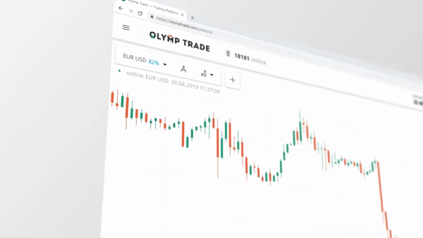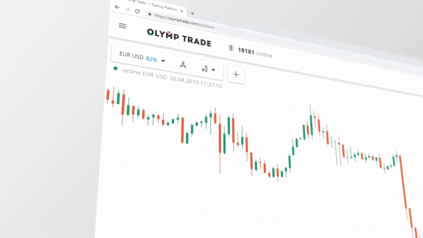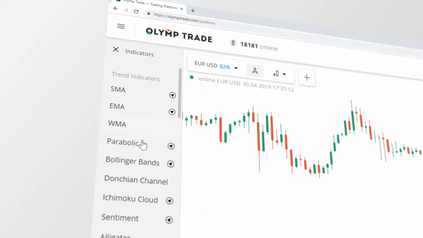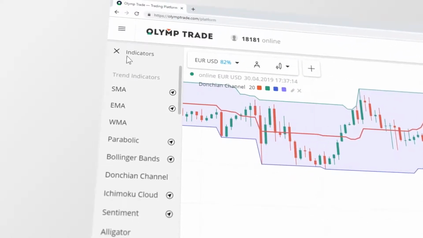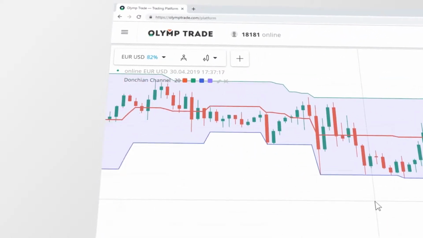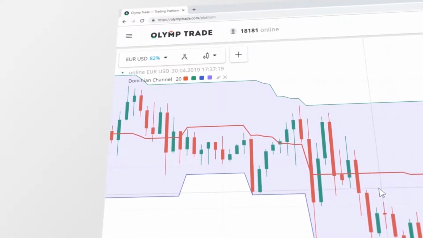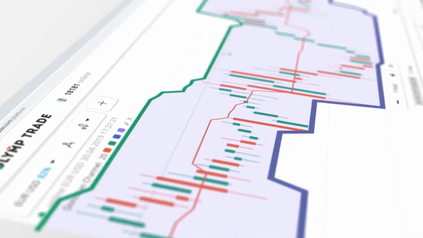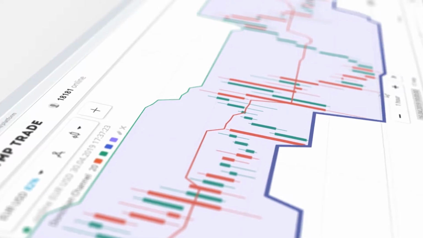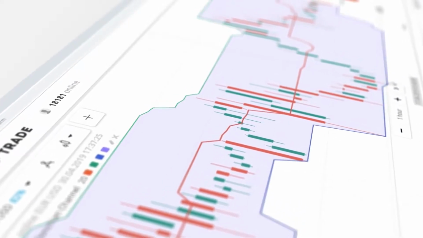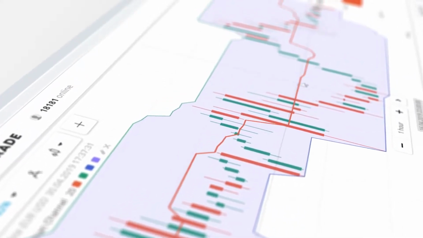In this video, we are going to tell you about the Donchian Channel Indicator. It is located in the Indicators tab. Just like the Bollinger Bands, the Donchian Channel consists of three curved lines. The outer lines, which are the upper and lower lines, are formed by the maximum and minimum price level, and the center line is the middle of the channel.